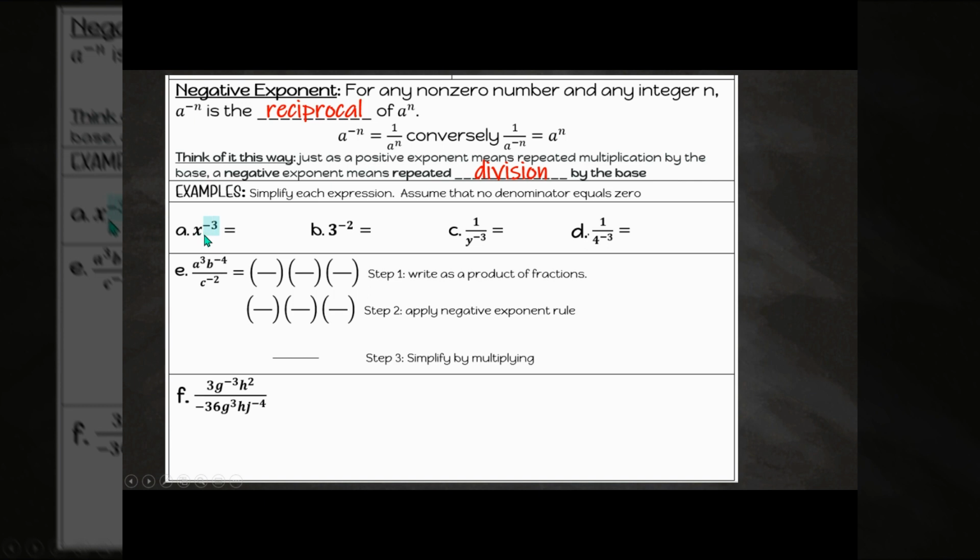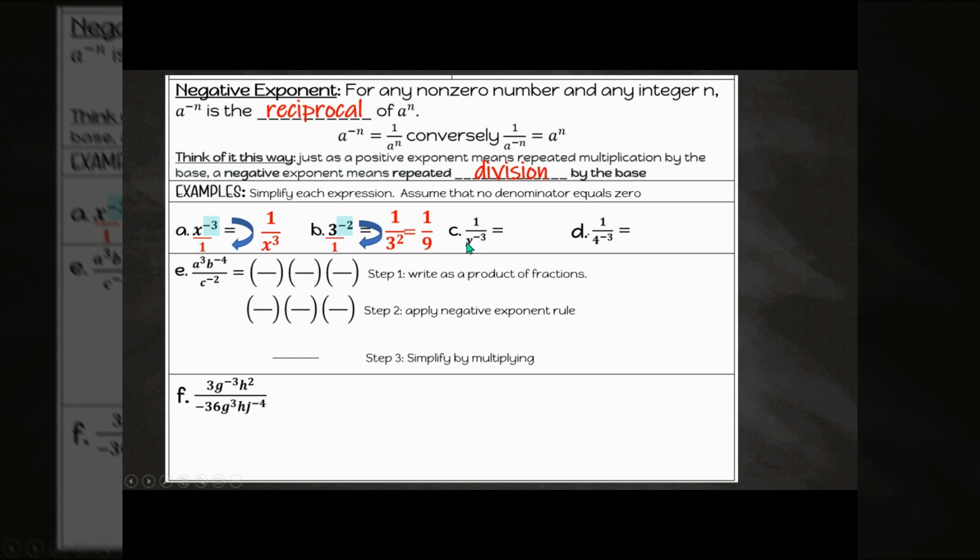So if I have x to the negative 3, I'm going to write that as 1 over x to the third power. If I have 3 to the negative 2, remember that 3 is over 1, so I write the reciprocal. So that's going to be 1 over 3 squared, which then could simplify to 1 over 9.